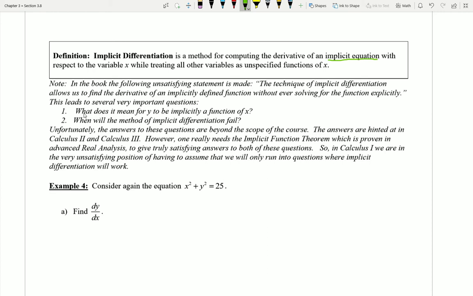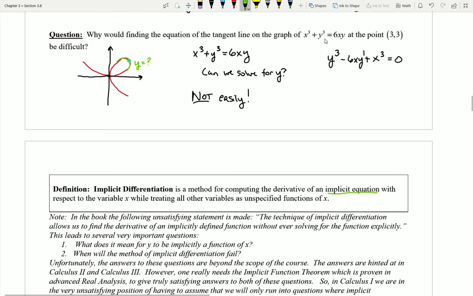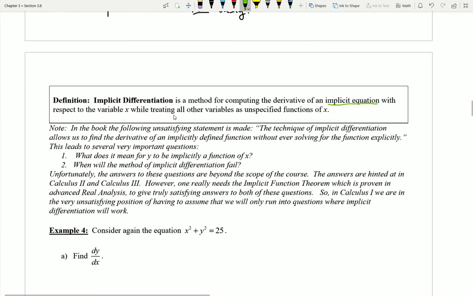But what that leaves us with is a couple different questions. Like, what does it mean for y to implicitly be a function of x? We've always had y equals something with x, and we know that that's a function. We said that that's an explicit equation. But if I have something like this equation up here, I don't have y equals x. And so I don't have y as a function of x. So how can I just treat y as a function of x?